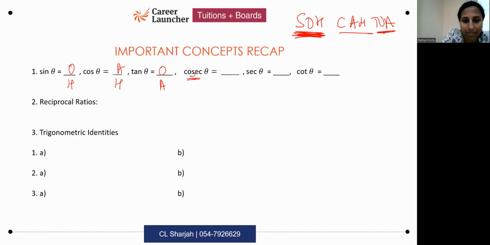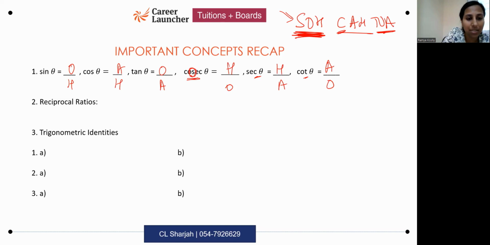Cosec, third letter is S. Cosec is reciprocal of sine. So cosec is 1 by sine theta. Reciprocal means it will be H by O. Sec, third letter is C. Sec is reciprocal of cos, so sec is H by A. Cot, third letter is T. Tan's reciprocal will be A by O.